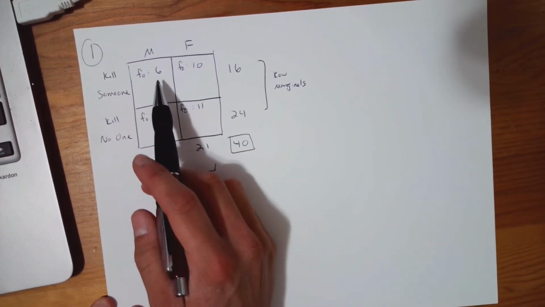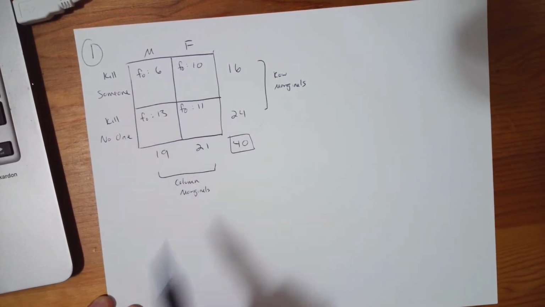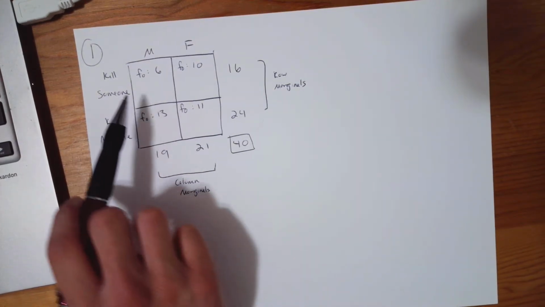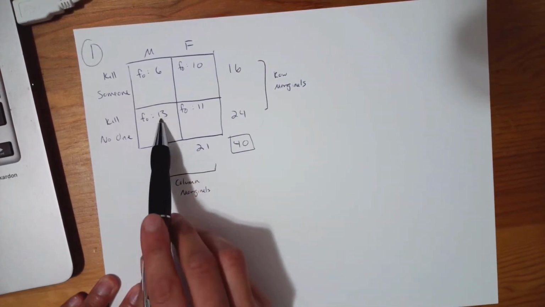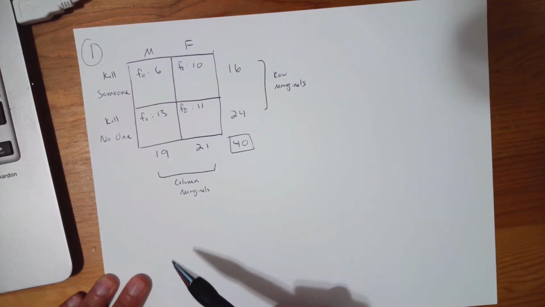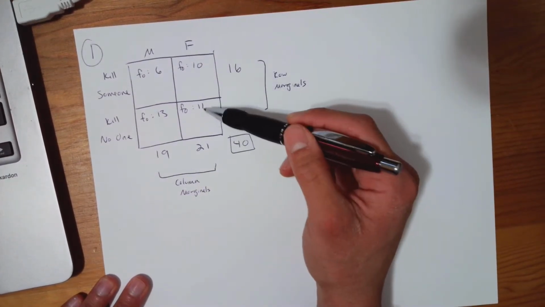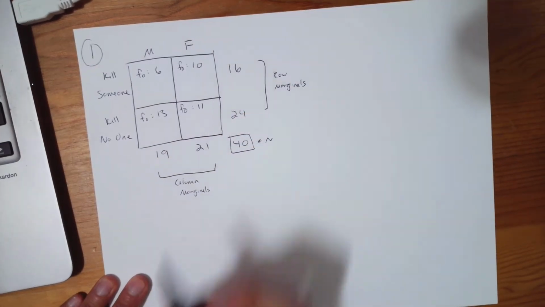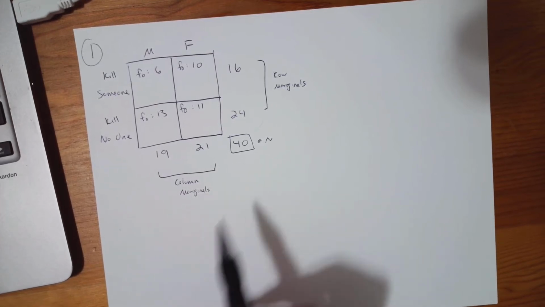So we had 6 males saying kill someone, 13 saying kill no one, 10 females saying kill someone, 11 saying kill no one. We also have our row marginals over here, so we got 16 by adding across this row, 6 plus 10 equals 16. We got 24 by adding across this row, 13 plus 11 equals 24. And we have our column marginals down here, which we got by adding down the columns. So 6 plus 13 equals 19 to get this column marginal, and 10 plus 11 equals 21 to get this column marginal. And then 40 over here is our total number of observations, and in this case it's the number of people who answered both questions in the survey.